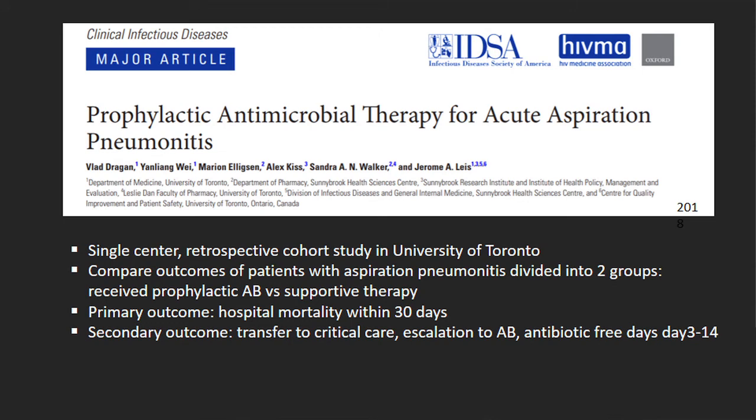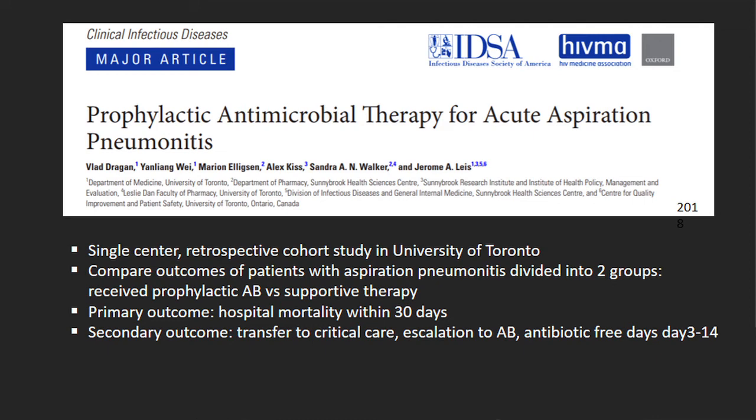And these are the latest studies from 2018, on prophylactic antimicrobial therapy for acute aspiration. It's a single-center retrospective cohort study from the University of Toronto. They compared the outcomes of patients that had aspiration pneumonitis divided into 2 groups: patients that received prophylactic antibiotics and patients that received only supportive therapy. The primary outcome was hospital mortality within 30 days.